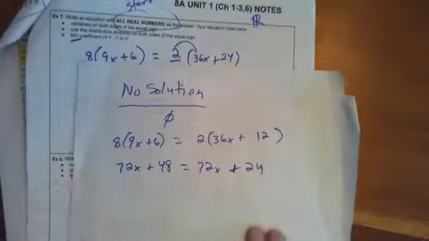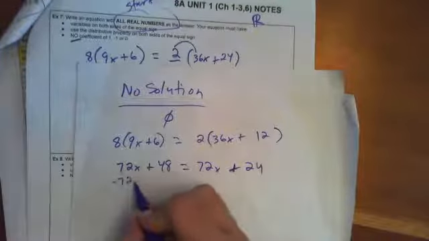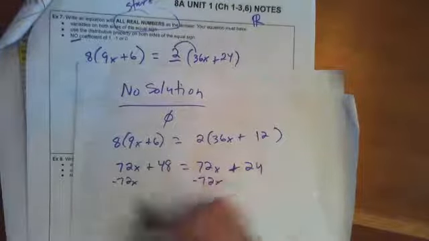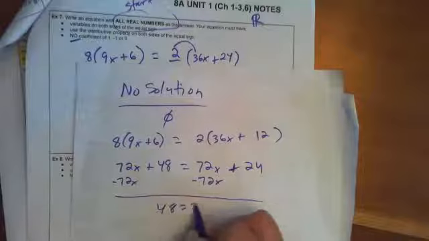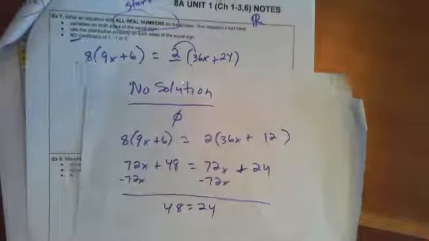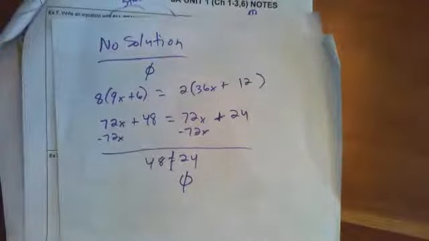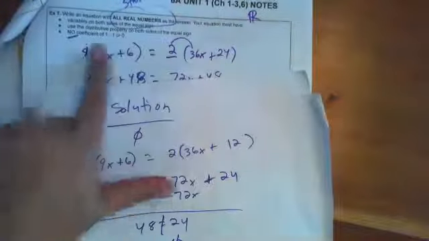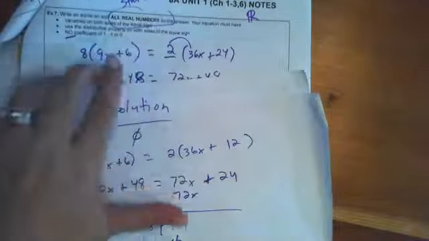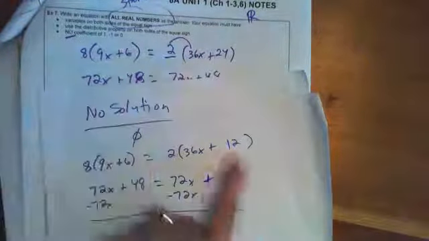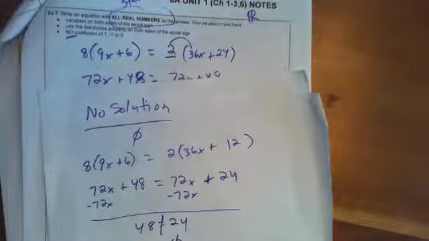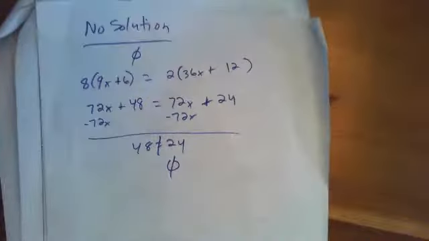Sorry, it would help if you could see. Subtract 72x, because we always get rid of the variable term first. 48 equals 24. In no way does 48 equal 24. No solution, okay? So literally, this is the hardest one because I have to come up with it. Then I literally copy everything down and I just change this last number for no solution, okay?